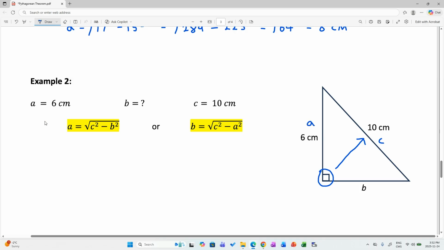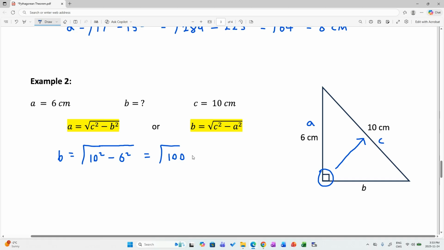So if I were to use my shortcut, in this case, I don't know what B is, but I know what A and C are. I'm going to use B equals the square root of C squared minus A squared. So in this case, B equals the square root of C squared. C is going to be 10. So I have 10 squared minus, now A is 6, so instead of A squared, it's going to be 6 squared. So I have the square root of 10 squared minus 6 squared. 10 squared is just 10 times 10. So that's going to be 100.